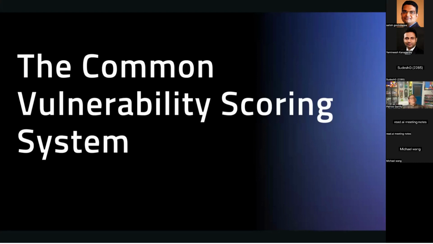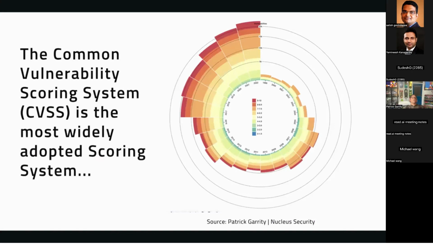And so, historically, you have the Common Vulnerability Scoring System, CVSS. If I map this out accordingly, I like to tell stories through pictures, but it's the most widely adopted scoring system. The challenge is 56% of vulnerabilities are 7 or higher, critical, which makes it really difficult.